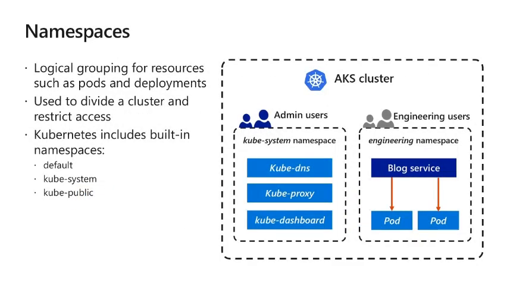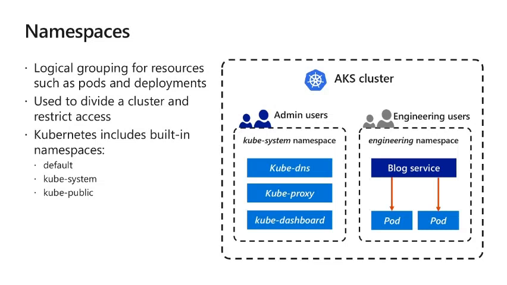Namespaces. A namespace is a logical grouping of resources such as pods and deployments, used to divide a cluster and restrict access. Kubernetes includes built-in namespaces like default, kube-system, and kube-public. So if you see here, the kube-system namespace contains kube-dns, kube-proxy, kube-dashboard, and the engineering namespace can be whatever you want, with a blog service, which is representing a pod.